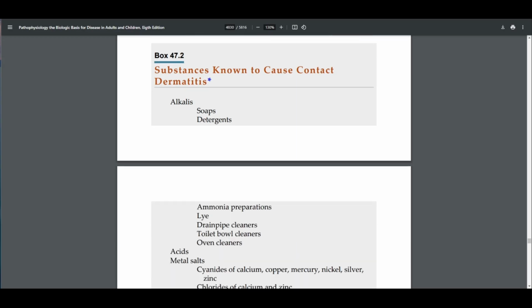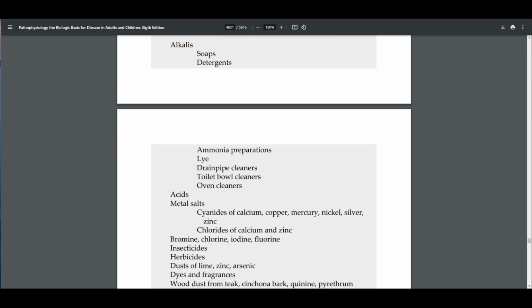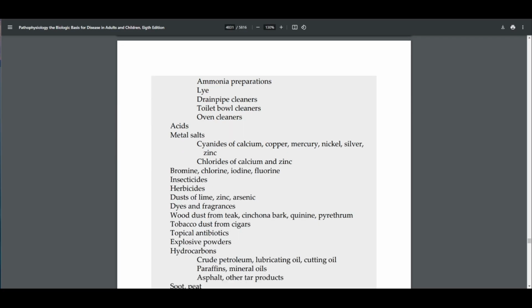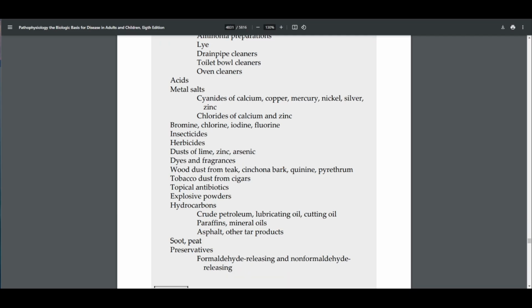So here you have your substances known to cause contact dermatitis. Again, it's a good spot to review, to give you a general idea of what may cause dermatitis. So it's not a bad spot to hit pause every once in a while, just to at least give it a once over.